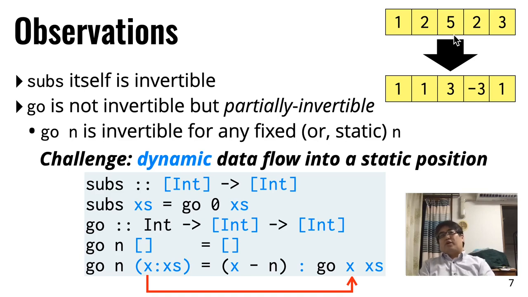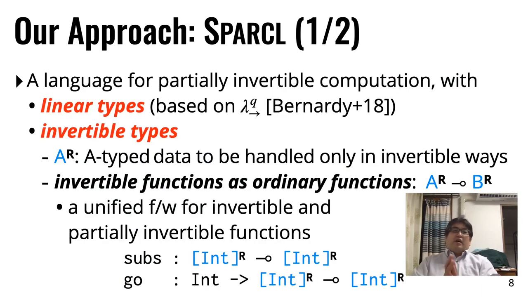This example also illustrates a challenge in partially invertible programming, that is, dynamic data flowing into a static position. Here, we highlight the dynamic part with blue. Here, x, which is dynamic, flows into the first argument of go, which is static. Recall that go becomes invertible after fixing its first argument. To overcome the situation, we propose Sparcl, a language for partially invertible computation.